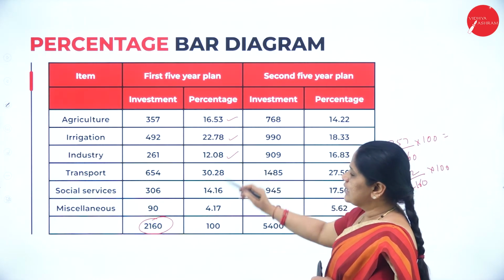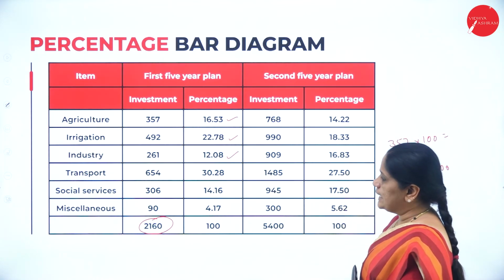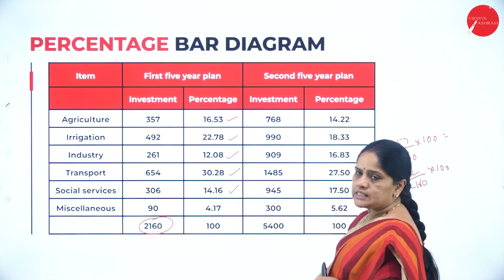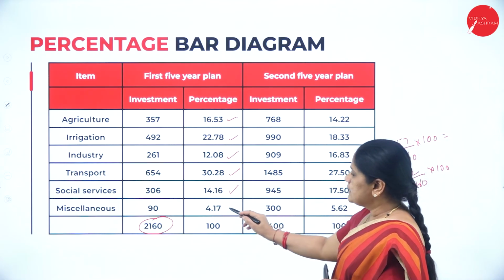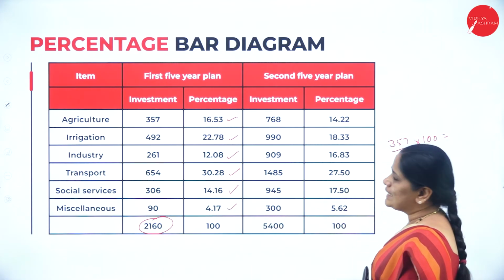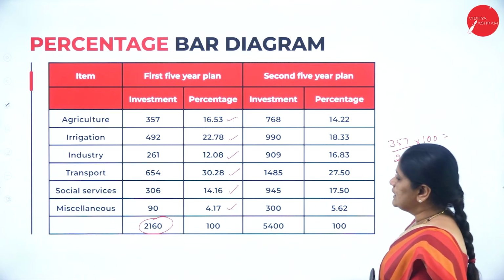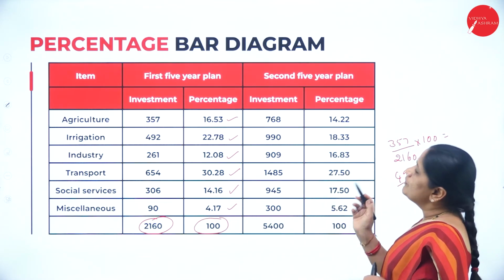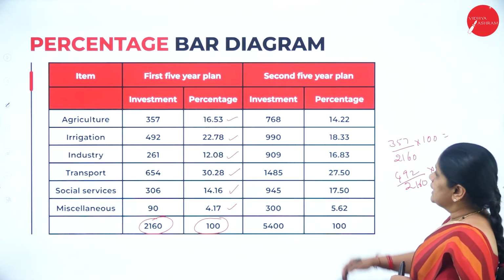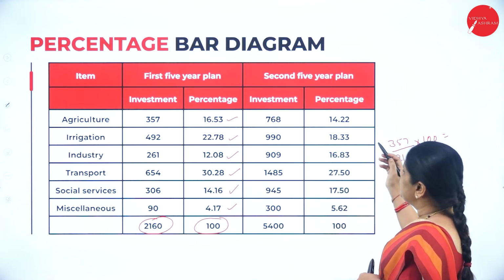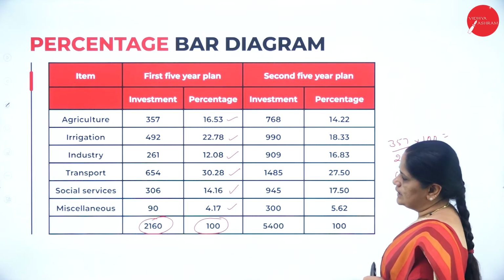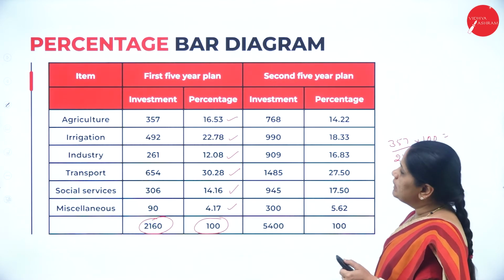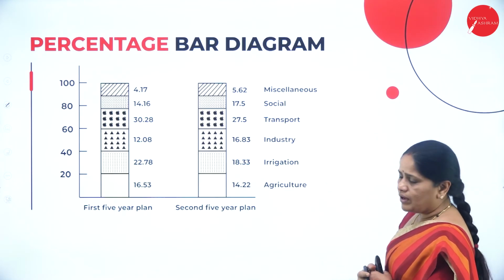Then the percentage for industry is 12.08. For transport it is 30.28. Social services is 14.16. And the miscellaneous is 4.17. So, when we add up all this, I should get the total as 100. The same way for the second 5-year plan, the investments and the percentages have been calculated.